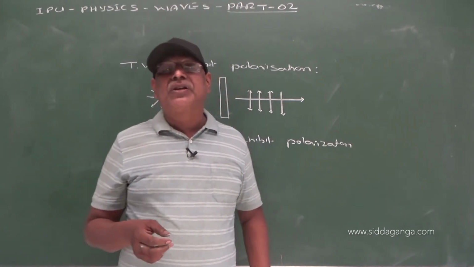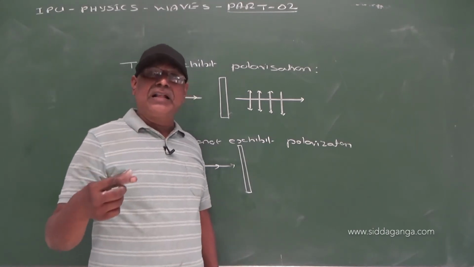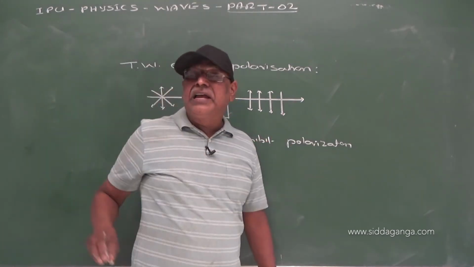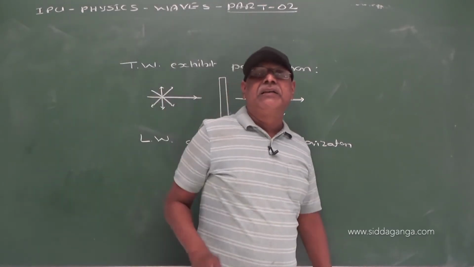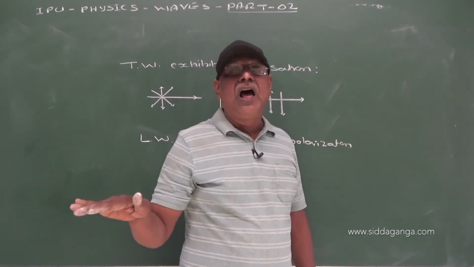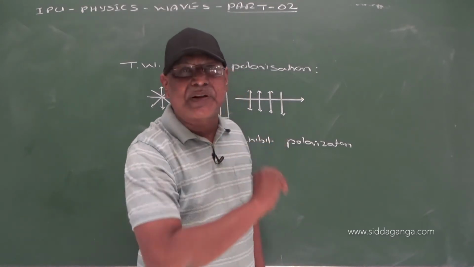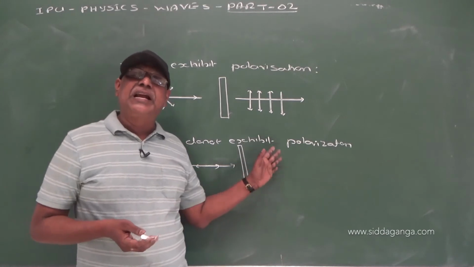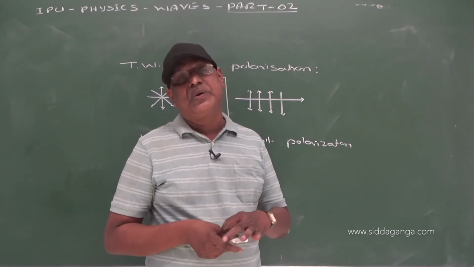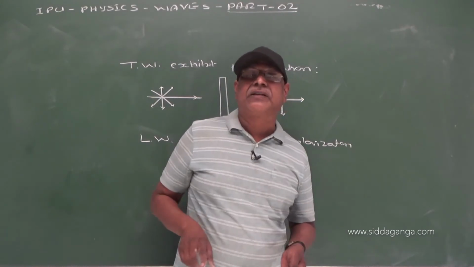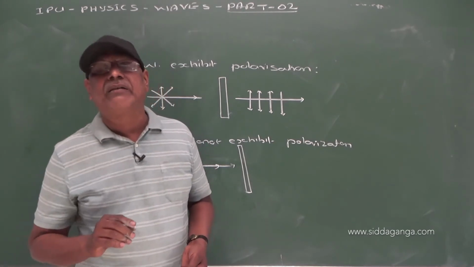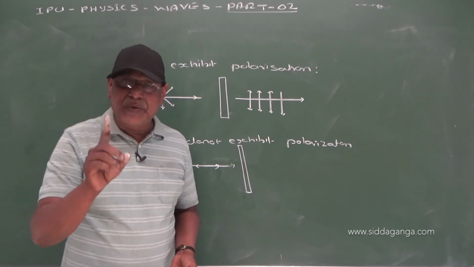Take the case of vibrations of a stretched string, where the particles of the string vibrate perpendicular to the direction of propagation, generating a transverse wave. It is a mechanical transverse wave, right? The wave generated on a string, or even on the surface of a liquid, are mechanical transverse waves. But the waves generated by a tuning fork in air are longitudinal waves. So mechanical waves can be transverse waves or longitudinal waves, but electromagnetic waves are always transverse waves. They are not longitudinal waves, right?